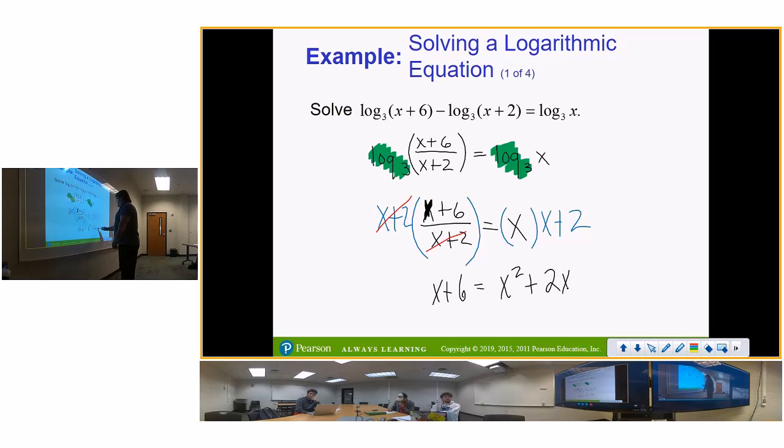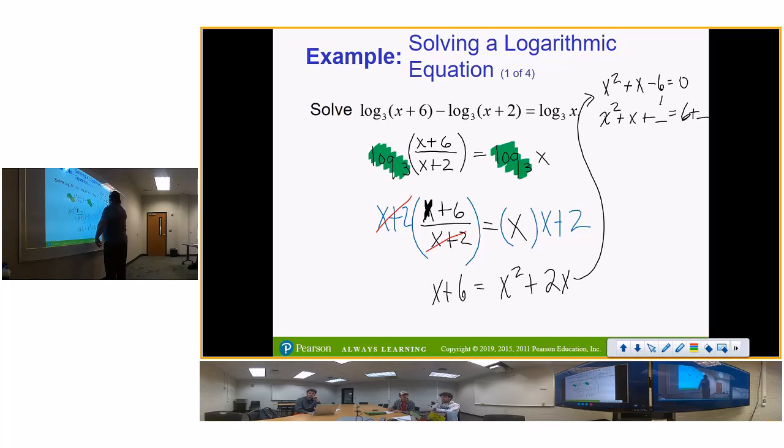So that's going to give us x squared. What is 2x minus x? Plus x. Plus 6. Minus 6 is equal to 0. So x squared plus x plus blank is equal to 6 plus blank. Half of 1 is 1/2, 1/4. x plus 1/2, quantity squared, is equal to 25/4.